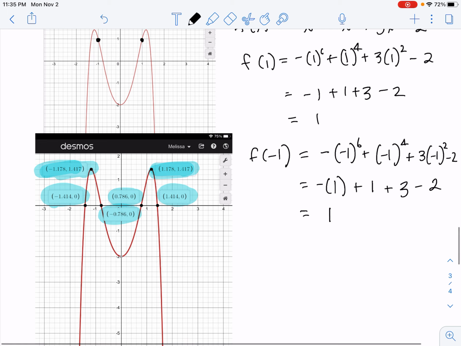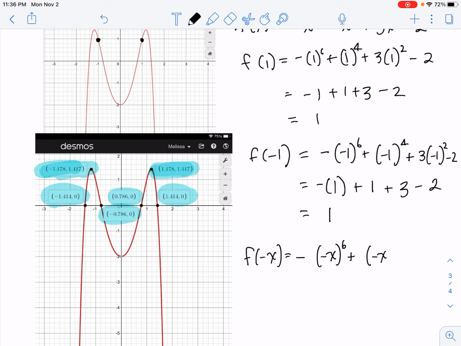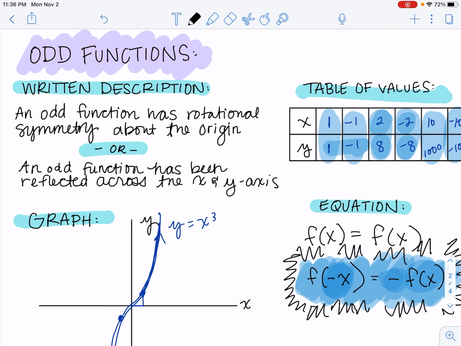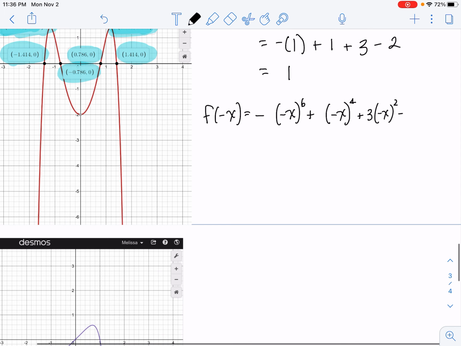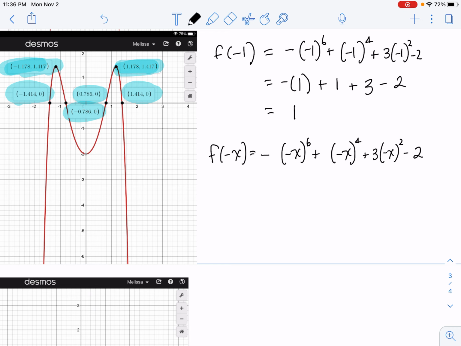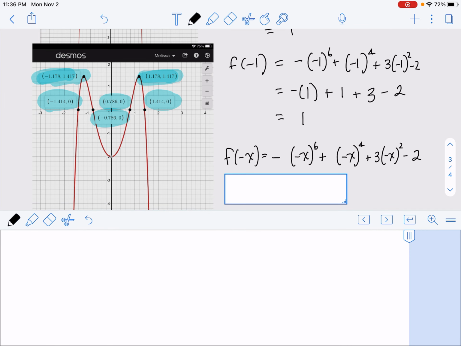You can actually plug in f of negative x. You can actually plug in negative x. So let's see what happens. The opposite of negative x to the 6th power, representing any number that we plug in, plus negative x to the 4th power, plus 3 times negative x squared minus 2. Whoa, I lost it, minus 2. So now when we do this simplifying, we're going to do our exponents first.